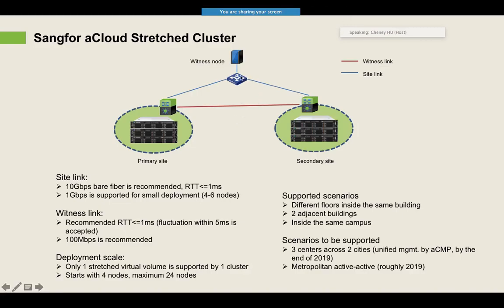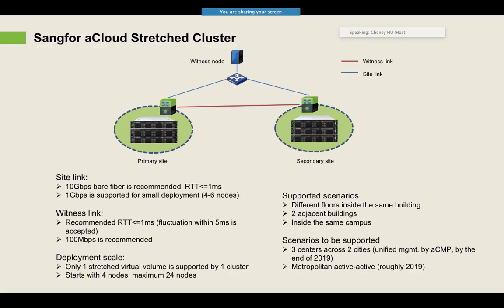And there is a third site for the witness node. The best practice is to put the witness node at a third site that is physically isolated from the other 2 sites. But realistically speaking, some customers don't have 3 sites. In that case, the witness node can also be installed maybe in another building or on another floor that is separated from the primary site and secondary site. And for the bandwidth between the witness node and the production nodes, we recommend customers deploy at least 100 megabit per second bandwidth between witness and production. For latency, the best is less than 1 millisecond, but we can tolerate fluctuation within 5 milliseconds.